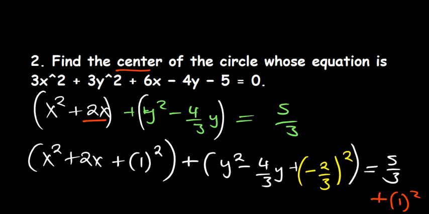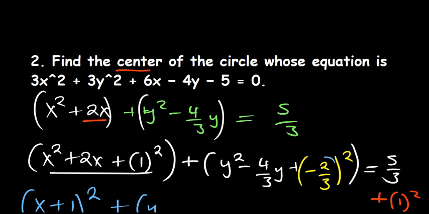Okay. So on our next step now, we'll just pull out the middle part, and then we'll remain with x plus 1 for the square, plus the other part as well is going to become y minus that, and then we'll pull out the square, equal to 5 over 3 plus 1 squared is just a 1, negative 2 over 3 squared is going to give us a 4 over a 9.